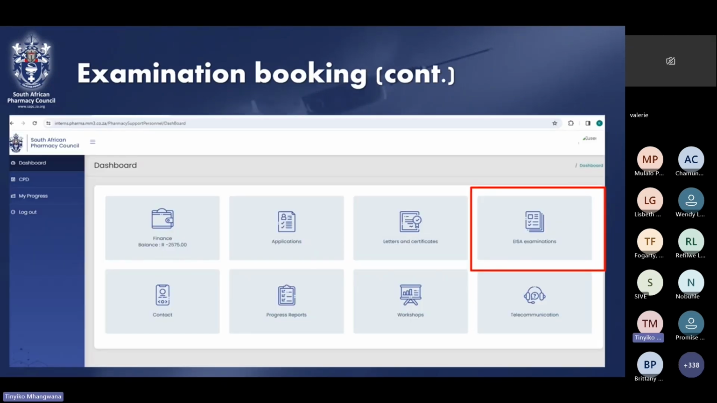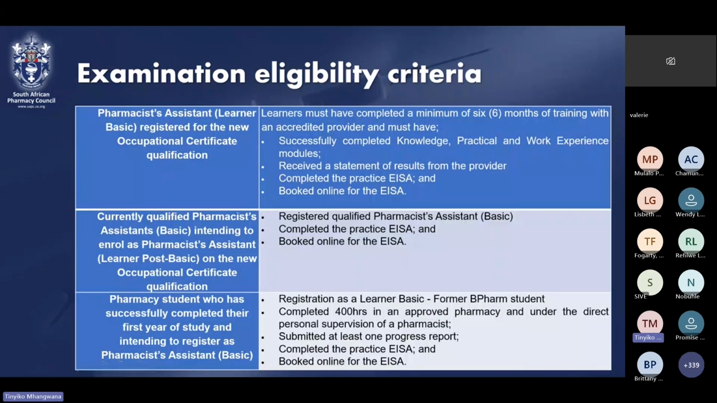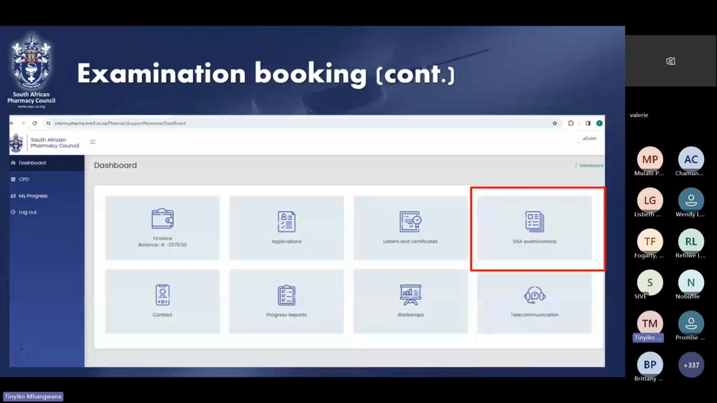The last category will be the people who are former BPharm students who have done their first year of study in a university and have passed first year. That is the last category that will be able to write this exam. They will register with us as learner basic former BPharm students. Then when they are registered, they have to first complete 400 hours with an approved pharmacy under supervision. When they have done that, they submit the progress report and then write the practice EISA as well. Then they will be able to book.